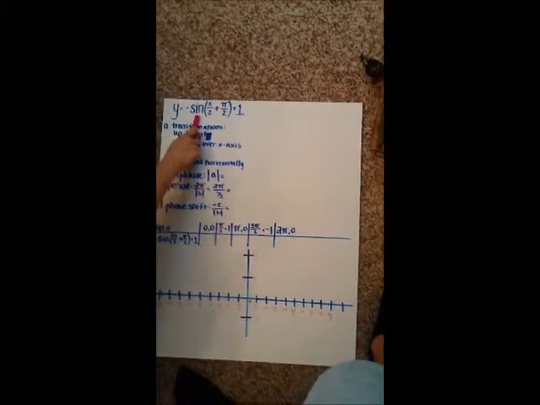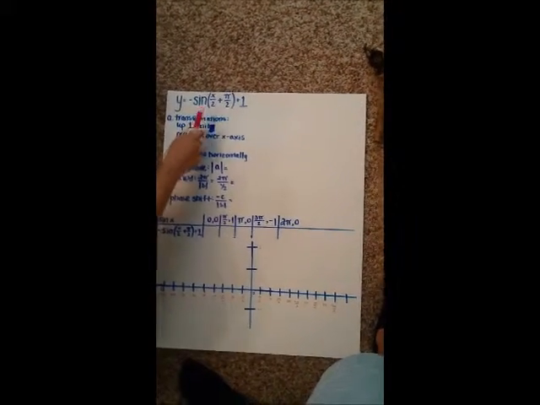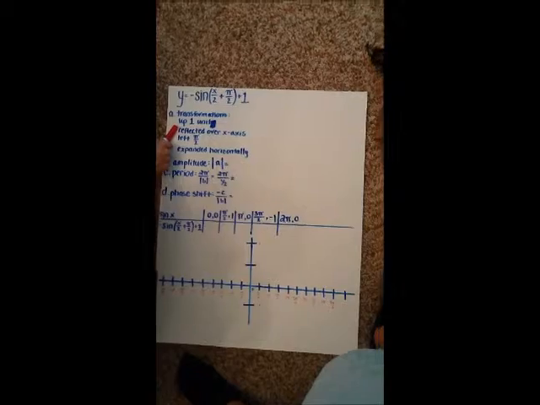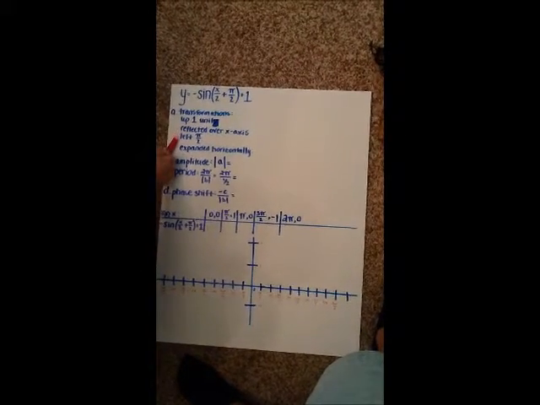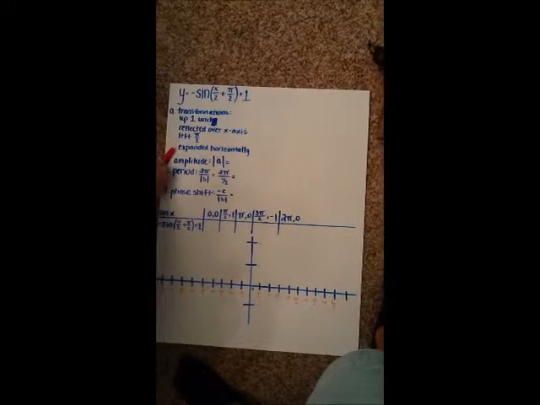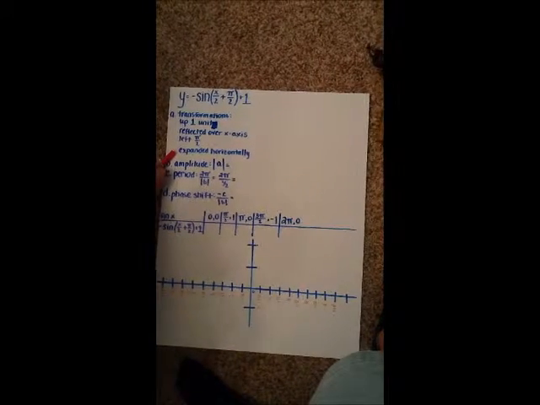Today we are learning about this sine function. The transformations are we move up 1 unit, it is reflected over the x-axis, we move left pi over 2, and it is also expanded horizontally.